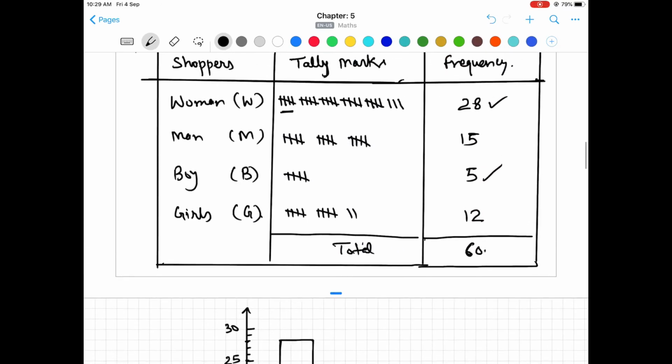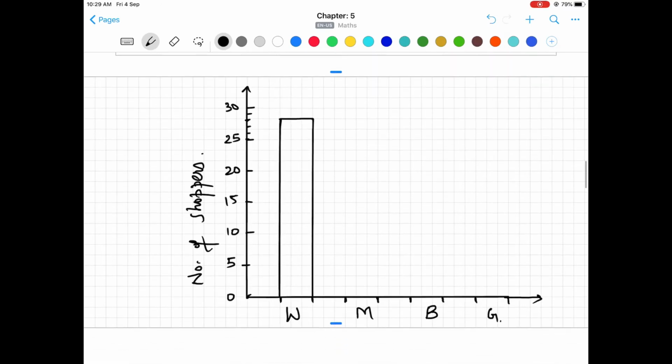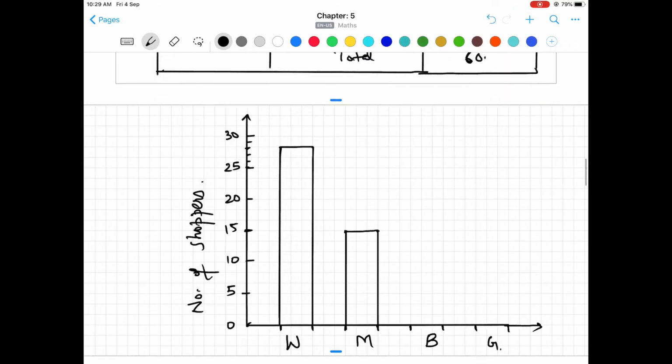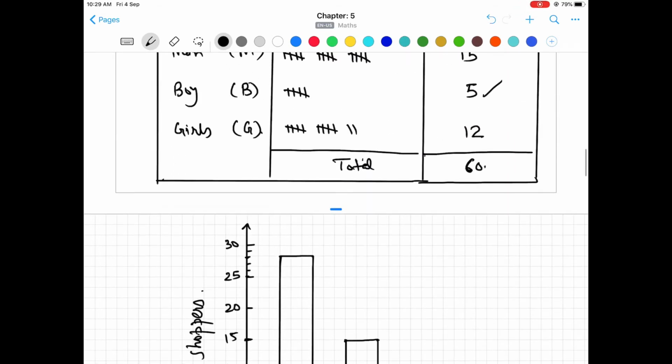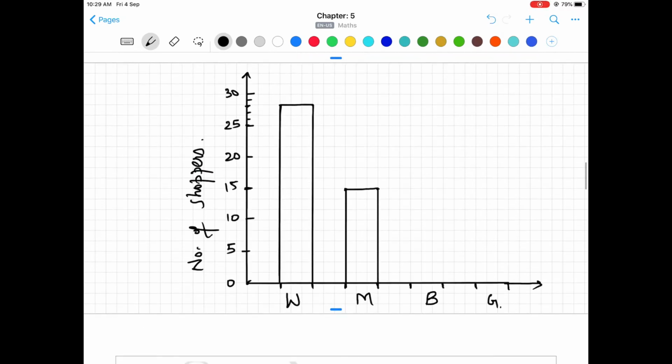Next we have men. Men is 15. So the 15 mark is here. So this will be up till this point. So let's connect this using a scale to the baseline like this and close it from the upper side. This is 15. Number of men is 15. Next we have the number of boys, which is 5. That means it will rise up to this point. Let's join it like this.